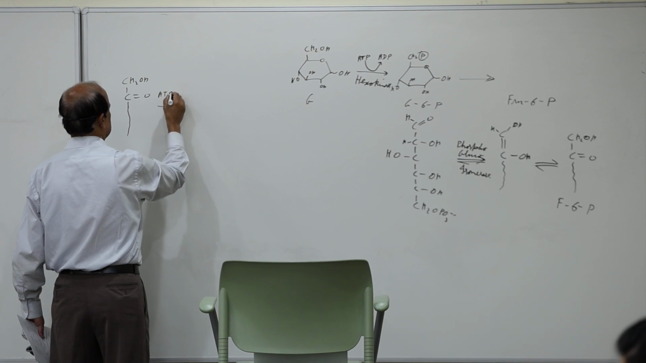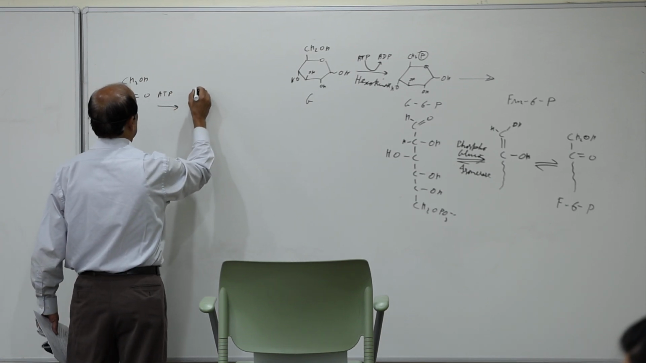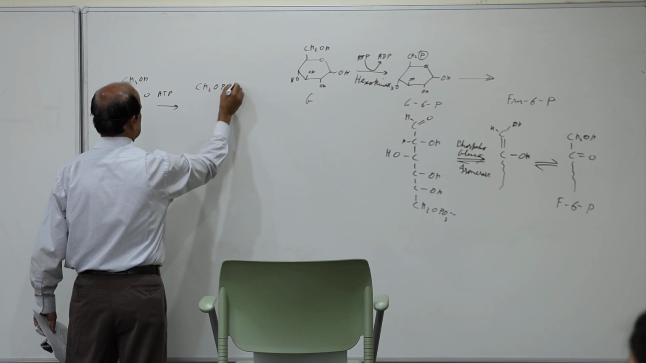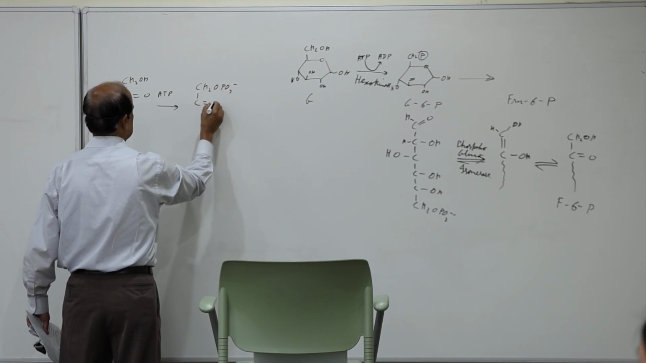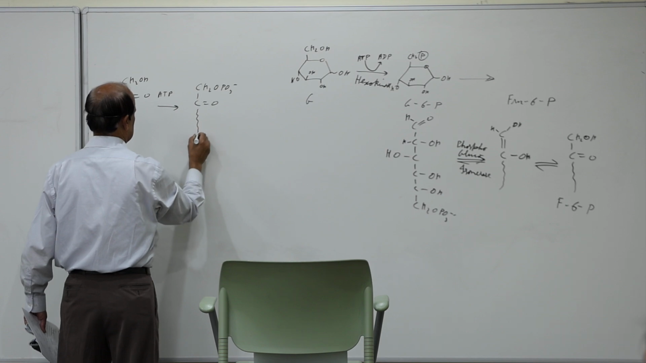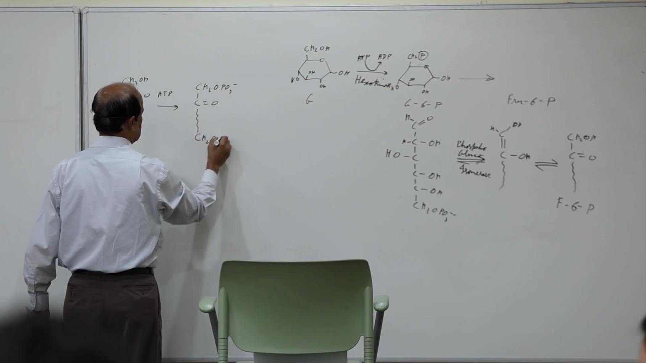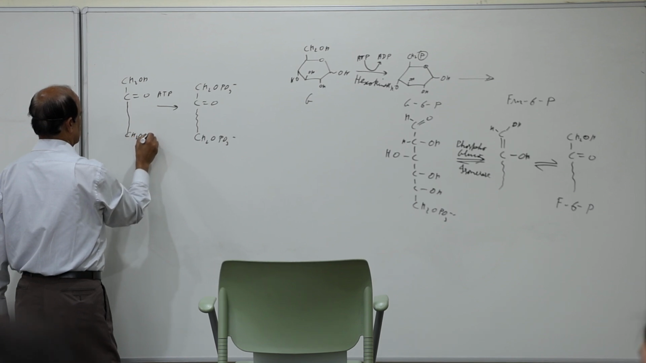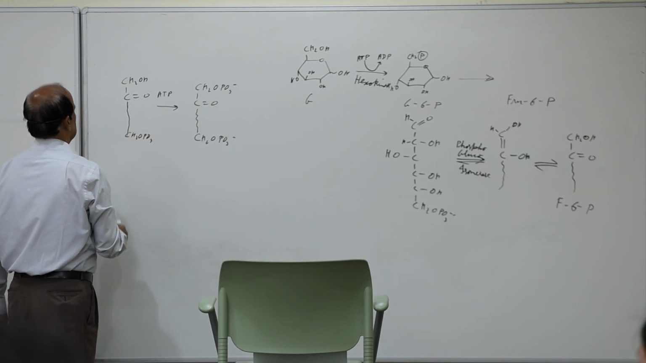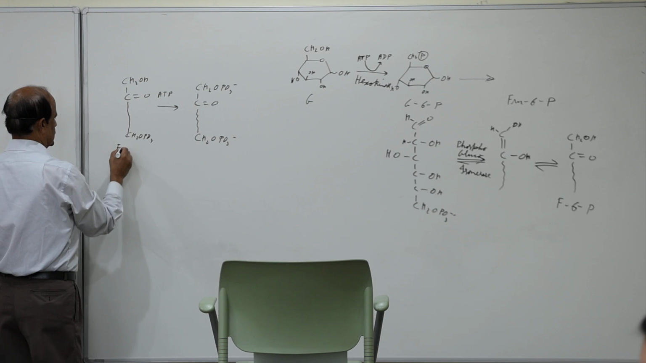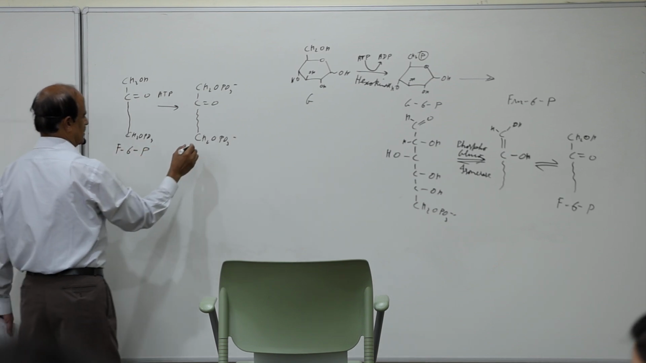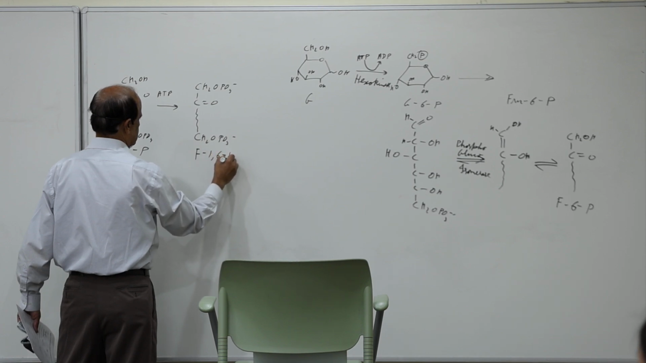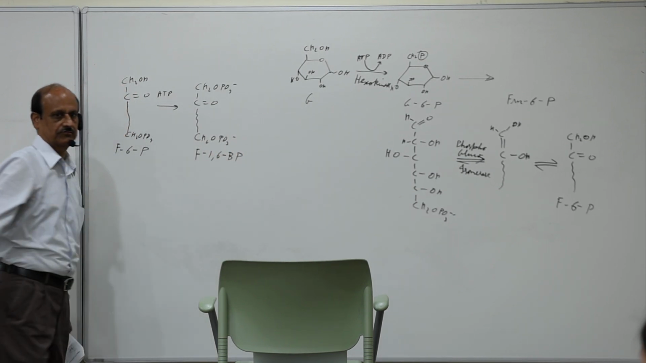Another ATP, and that puts a phosphate on this one. So this was fructose 6-phosphate, and this is fructose 1,6-bisphosphate.